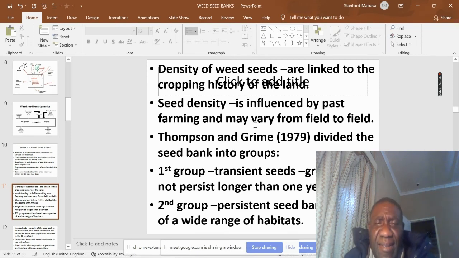Thompson and Grime actually grouped seed banks into two parts. The first group they referred to as the transient seeds. This is where you have grasses which do not persist for longer than 1 year. Then you have the second group, which are known as persistent seed banks, where you have species of a wide range of habitats.